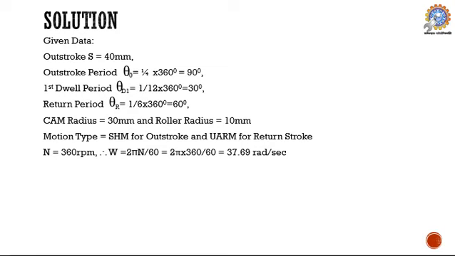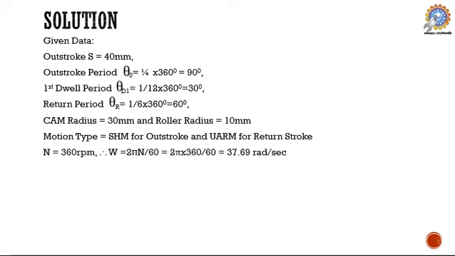Okay, for the solution, first let us look into the given data. The outstroke, that is the overall lift of the follower, is given as 40 mm, 4 centimeters. The outstroke period exists for 1/4 of the total revolution, so 90 degrees. The first dwell appears for 1/12th of the total rotation, that is 30 degrees. The return period happens for 60 degrees, and the remaining will be the second dwell period, around 180 degrees.